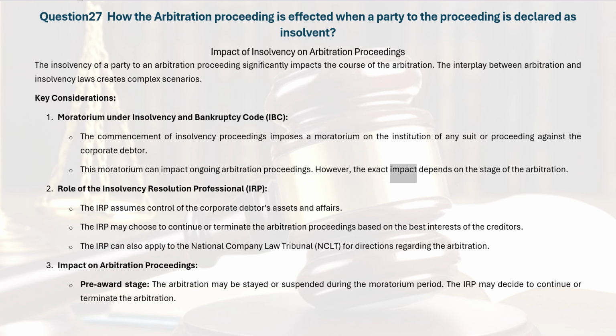However, the exact impact depends on the stage of the arbitration. Role of the Insolvency Resolution Professional, IRP. The IRP assumes control of the corporate debtor's assets and affairs. The IRP may choose to continue or terminate the arbitration proceedings based on the best interests of the creditors. The IRP can also apply to the National Company Law Tribunal, NCLT, for directions regarding the arbitration.